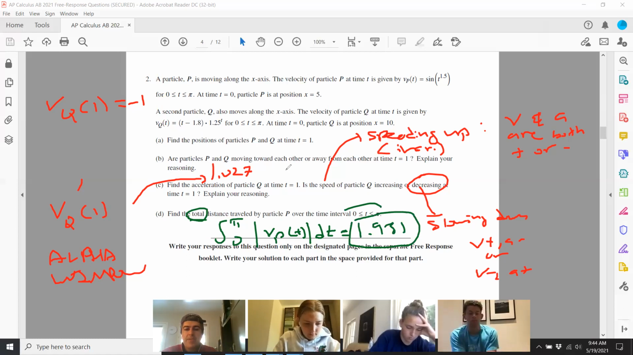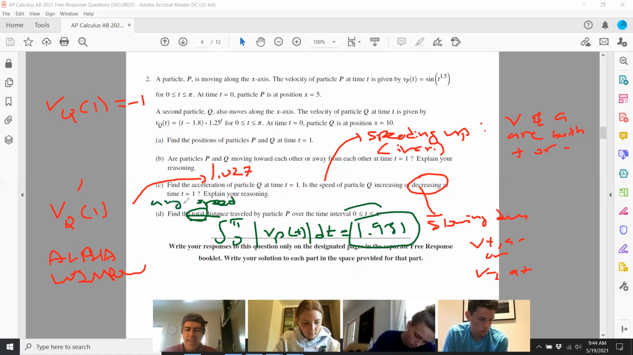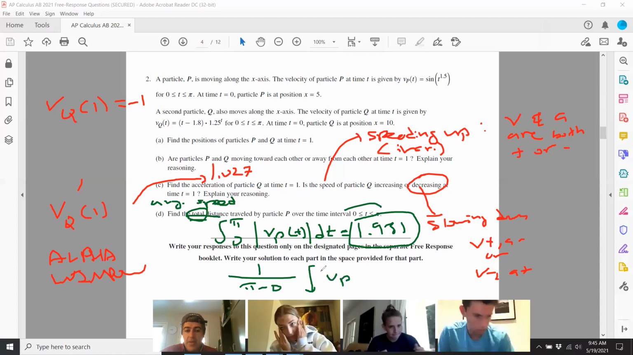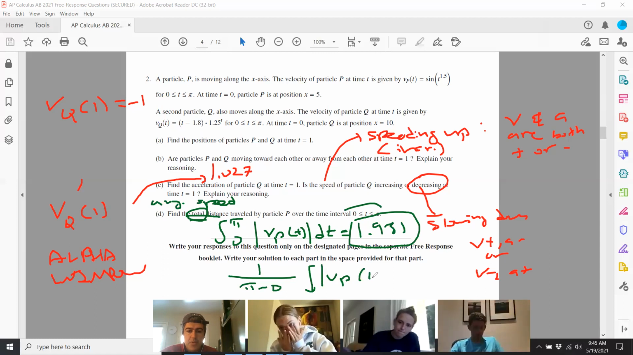Now, if they were to ask for the speed, or the average speed, sometimes you might see that. So it's going to be the average velocity. If you're doing average value, you always do 1 over B minus A, and then you integrate your function itself. But if it's speed, because the absolute value of velocity is speed, you would do this.